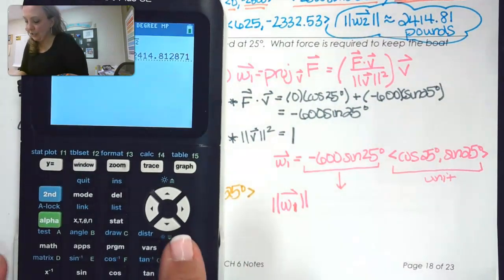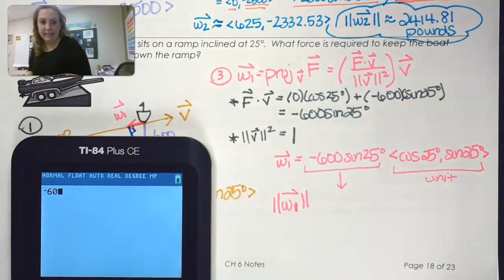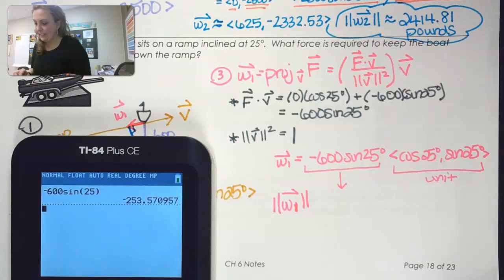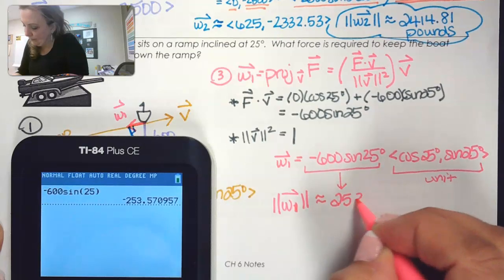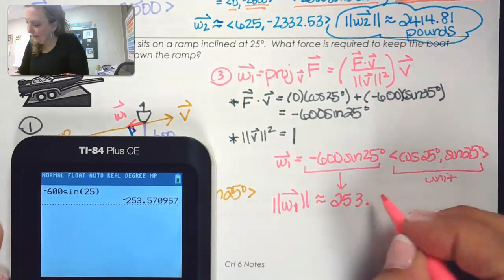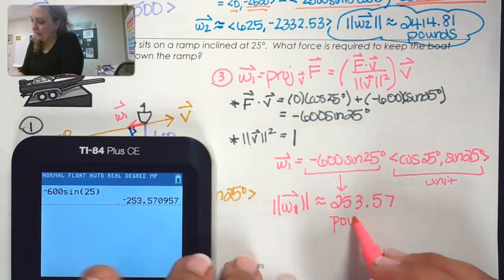So let's say I take negative 600 times the sine of 25 degrees. And again, we're going to ignore the sign. So that gives me 253.57. And then that's going to be pounds.